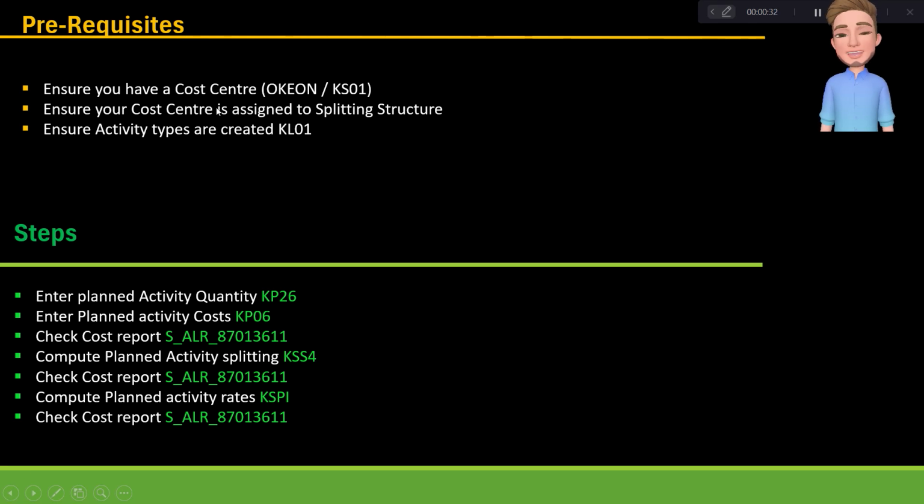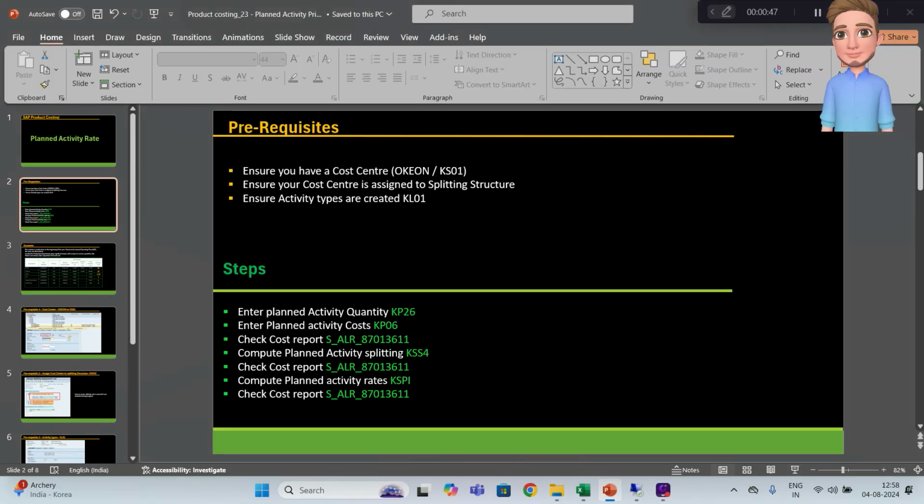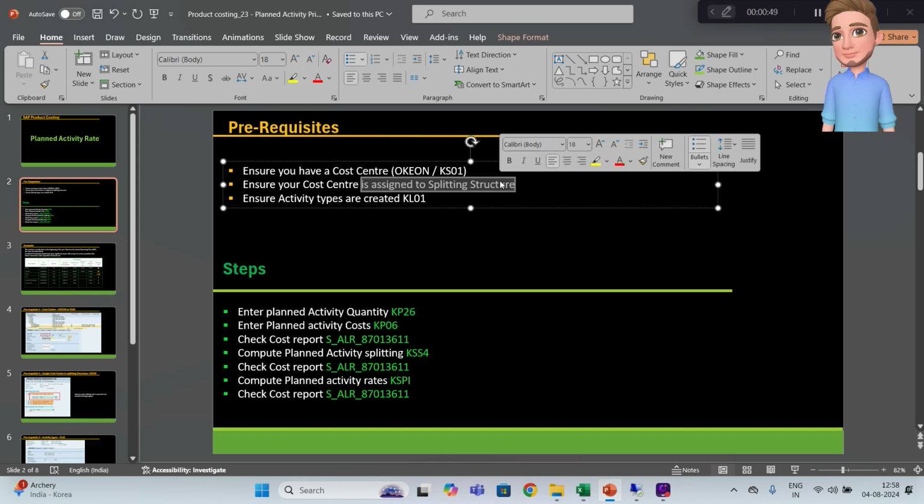So the prerequisite is you should have a cost center, and ensure the activity types are created. I'm not going to do the splitting structure now, so I'll remove this. The splitting structure, I have a separate session.